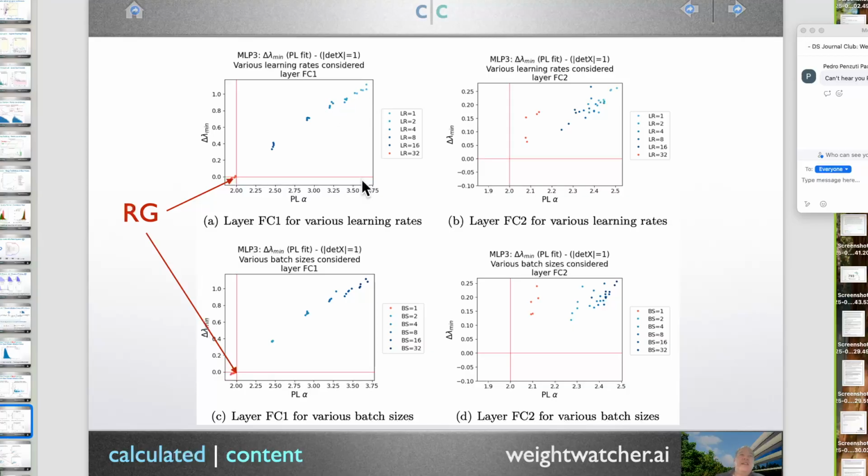Here you see that if you plot, as you change the learning rate, this is FC1 and FC2. As you increase the learning rate from 1 to 2 to 4 to 8 to 16 to 32, you plot alpha versus this delta. You see the alpha starts going to 2, and when it reaches 2, bam, you get right at 0. The layer FC2 doesn't quite make it. It turns out most of the information in this model is contained in FC1.